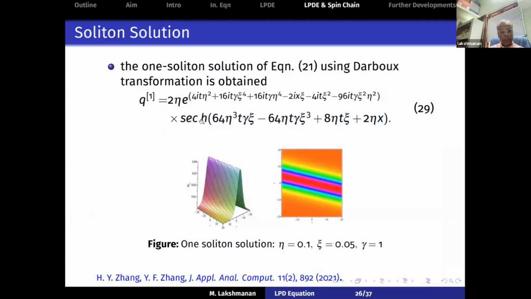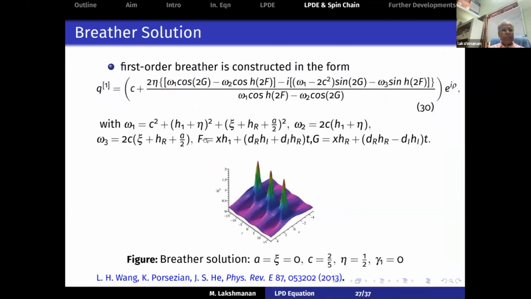So this, for example, is the one-soliton solution for the Q variable. Its projection, mod Q squared, is a localized structure, localized in space around X. And you can identify breather solutions. For example, first-order breather solutions, which are temporally periodically oscillating and spatially a localized structure.